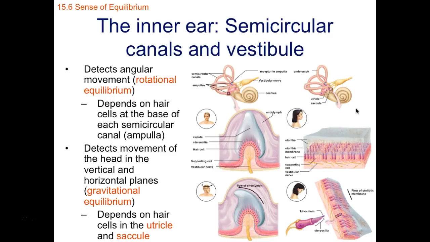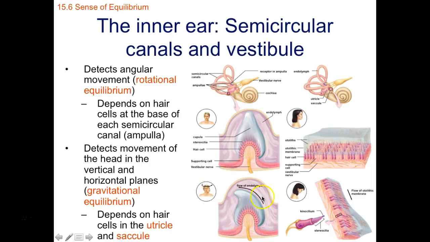Now in our inner ear, we have those semicircular canals and the vestibule. So I just wanted to talk about rotational and gravitational equilibrium a little bit. We mentioned that our semicircular canals help with rotational equilibrium. So this depends on hair cells at the base of each of the semicircular canals, or the ampulla. Okay, so here is each of our ampullas. We see 1, 2, and 3 connected to each of these semicircular canals. So again, the hair cells in those areas are going to detect this rotational equilibrium.